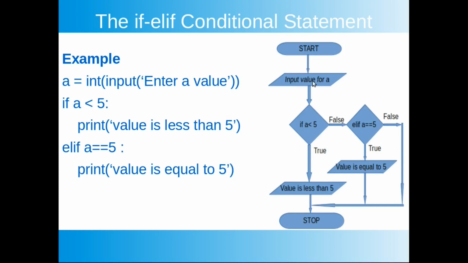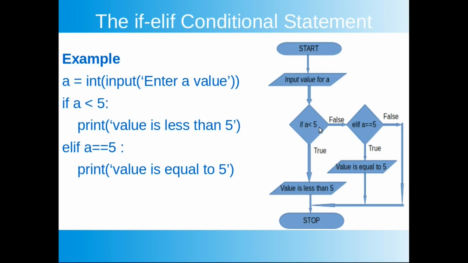So your execution begins with line number 1, where you have to input a value for a, and after that the flow will pass to the next line where it will be checked whether the value entered is less than 5 or not. Now if the value is less than 5, the condition becomes true and the statement inside the block, that is, value is less than 5, will be printed, and then your program will stop.